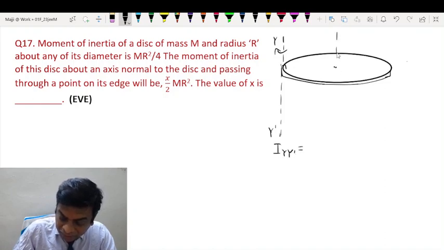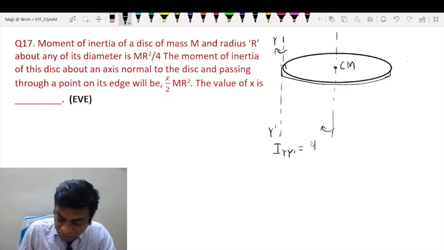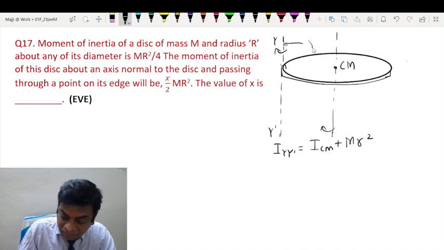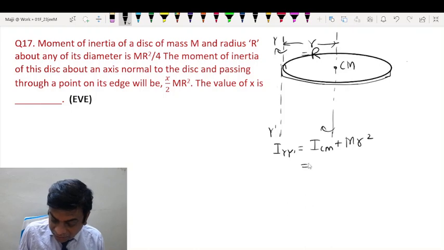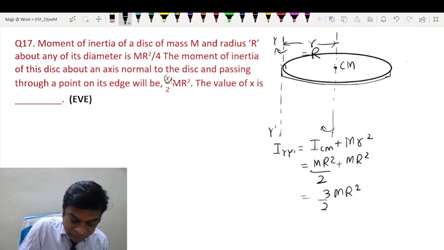Now we will be applying the parallel axis theorem, which states that if you consider another axis parallel to this axis and passing through the center of mass, and if you know the formula for moment of inertia of the body about that axis, then it will be I cm plus m r square, where r is the separation between the two axes, which is the same as the radius here. So here I cm is simply m r square by 2. We know this, okay, and this is m r square. So finally we have 3 by 2 m r square. So x is 3.